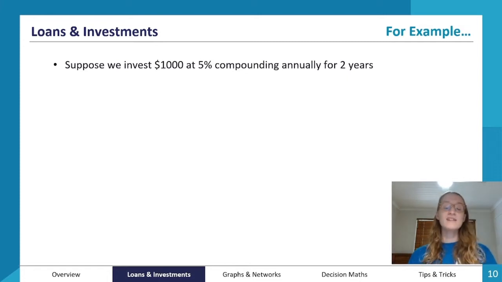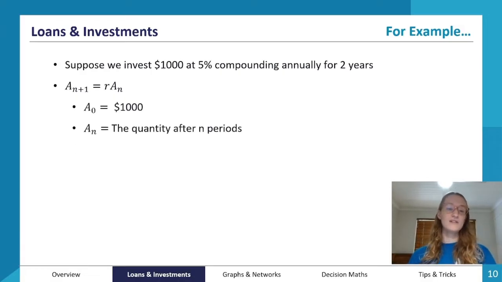So let's say we invested $1,000, which would be our starting value, at 5% per annum, compounding annually for 2 years. So we'll start filling in and labeling our variables to work out what we know and how we can get our answer. So A0, our starting point, like I said, is $1,000. And AN is the quantity after n periods, which in this case is our unknown. So AN is the variable that we're trying to find.